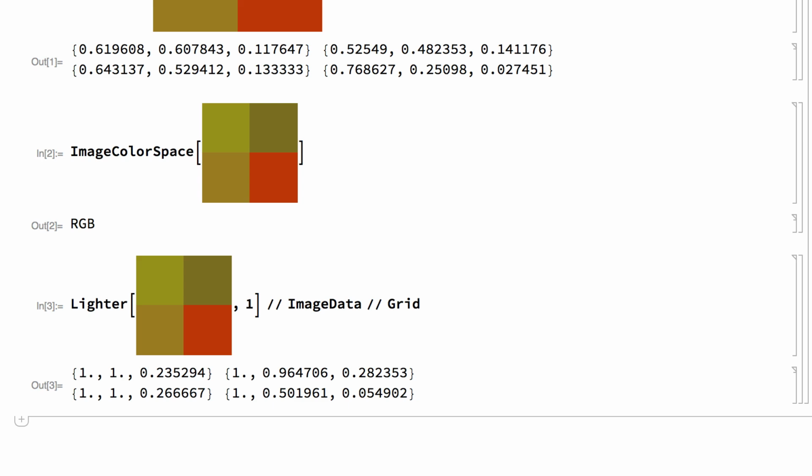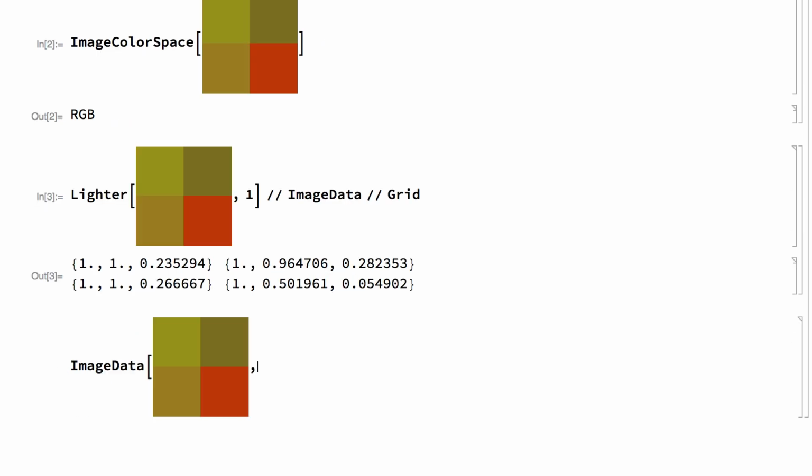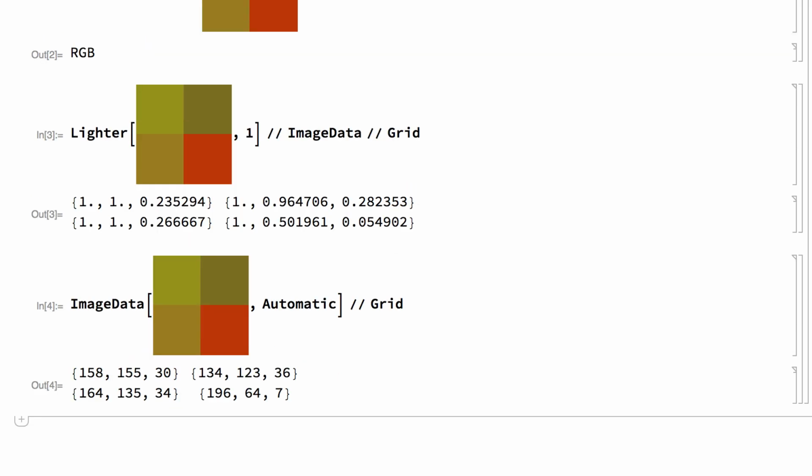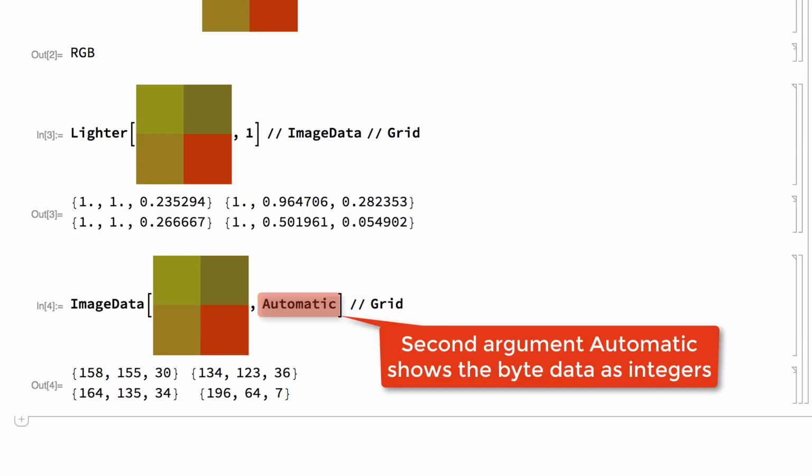Another important characteristic of these numbers, which will come up again in a later section, is that the numbers for this image are stored in the computer as 8-bit computer bytes. A computer byte is made up of 8 zeros and ones. As a binary number, the 8 zeros and ones correspond to an integer from 0 to 255, so the native form for the numbers in the image data is actually integers from 0 to 255. This form of the numbers can be seen by including automatic as the second argument in the image data function.